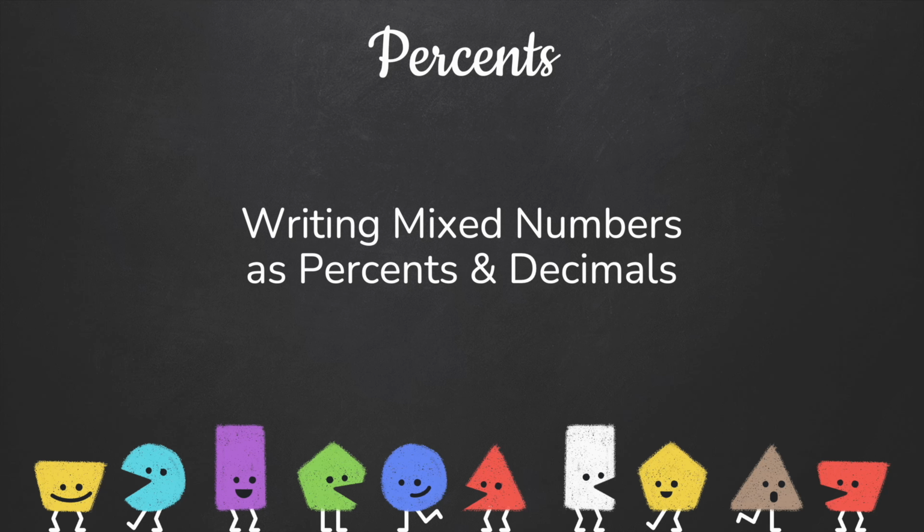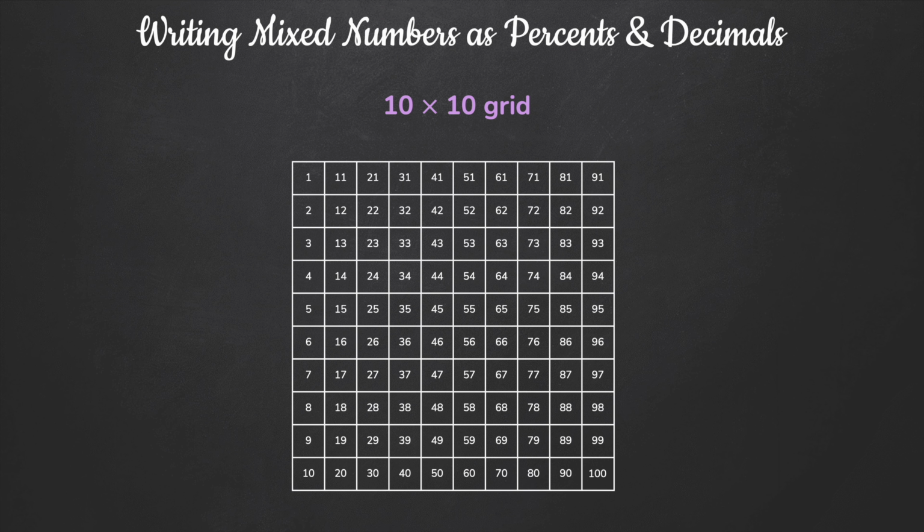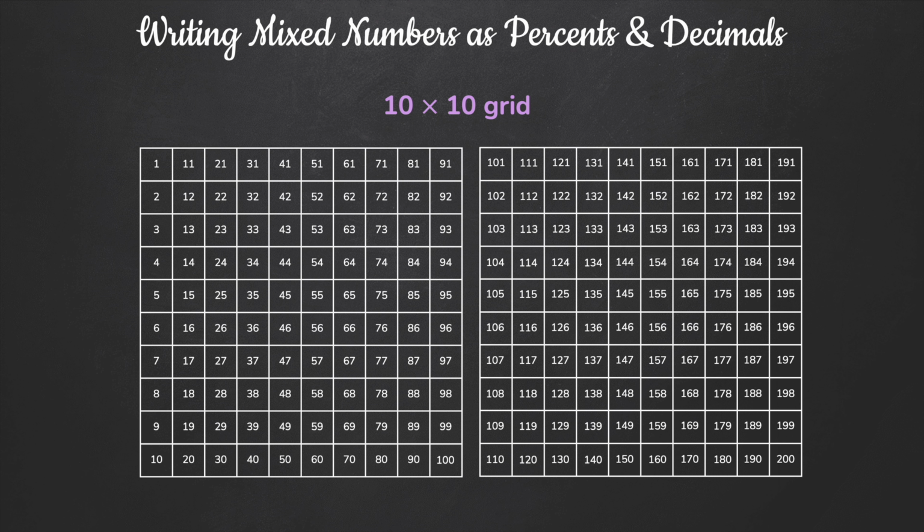Hello, mathematicians. Today we're going to be learning about percents, more specifically writing mixed numbers as percents and decimals. To get us started, here we have a 10 by 10 grid. And a 10 by 10 grid is great for percents because in a 10 by 10 grid we have 100 squares. However, when we're dealing with mixed numbers, we're going to have more than 100%, so sometimes we're going to need 2 or more 10 by 10 grids.